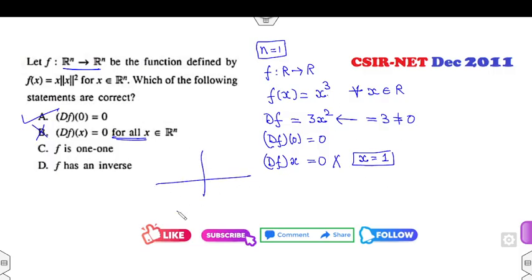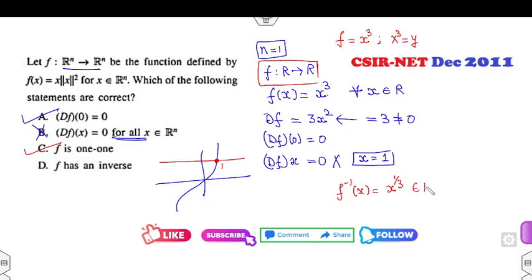F is one-one, x cube. If you draw the graph of x cube, this is x cube. Now how can you check that it is one-one? You can draw a horizontal line. It cuts only at a single point. Yes, it's one-one. F has an inverse. How can you find the inverse? I can take it as y. So f inverse of x will be x raised to power 1 over 3. And since f is a mapping from R to R, this is in R. Yes, it has the inverse. So the right answers are A, C, D.